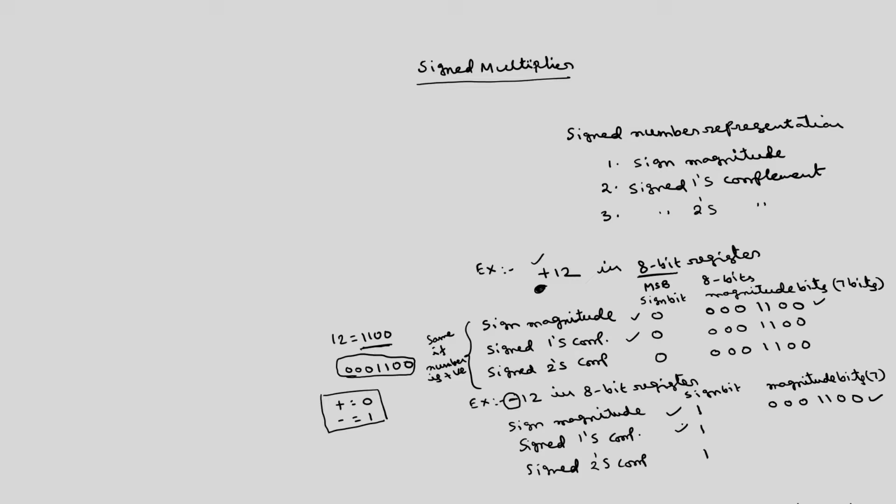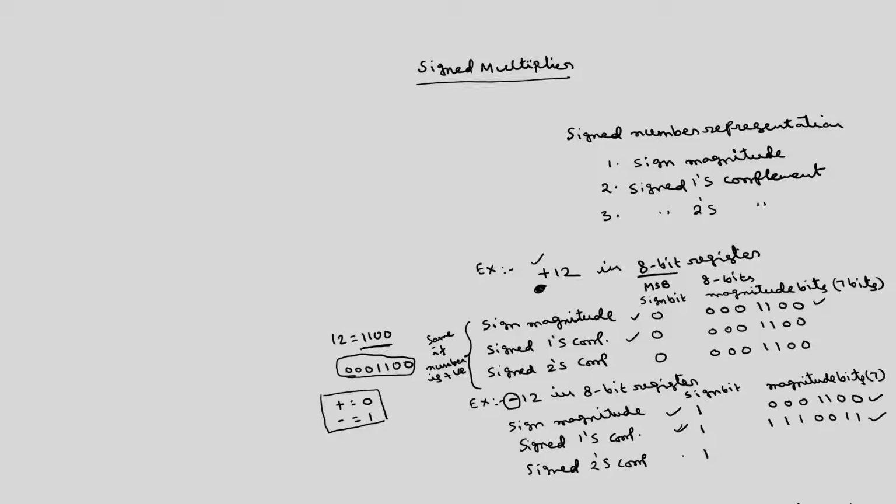In addition to this, the magnitude bits will be the ones complement of this. In the ones complement, 0 becomes 1 and 1 becomes 0. So, this is the representation of signed ones complement: 1 is the sign bit, followed by magnitude bits 1 1 1 0 0 1 1. This is simply the ones complement of the magnitude of the signed magnitude representation.